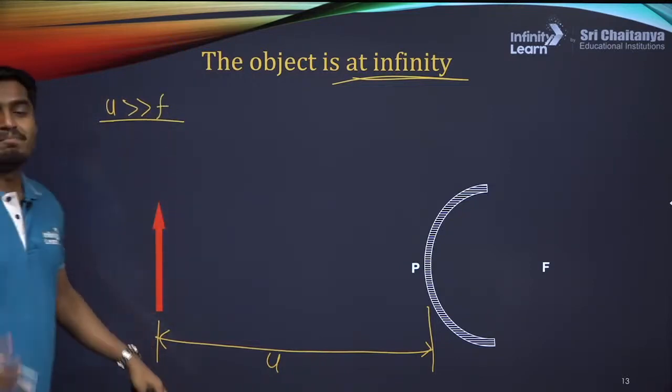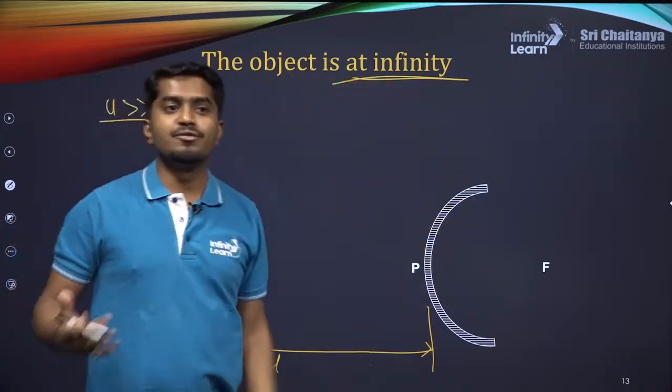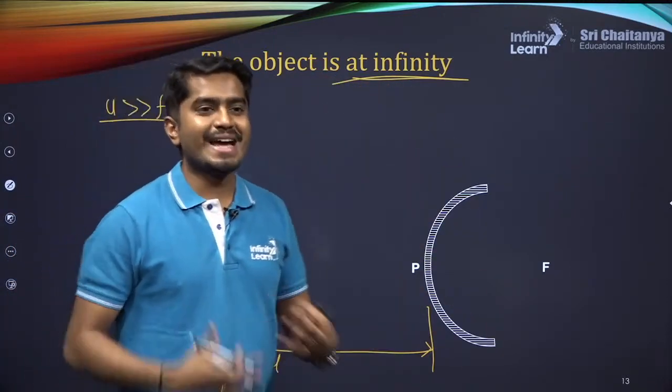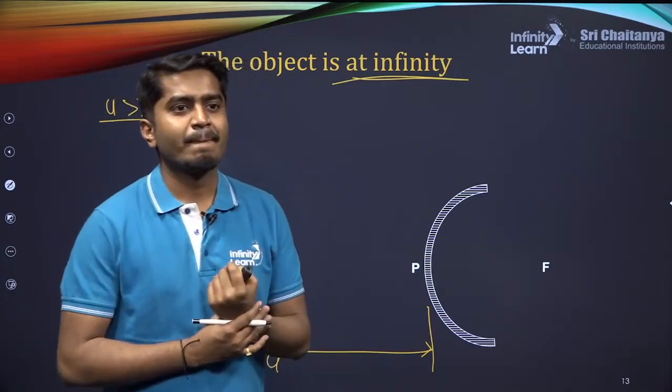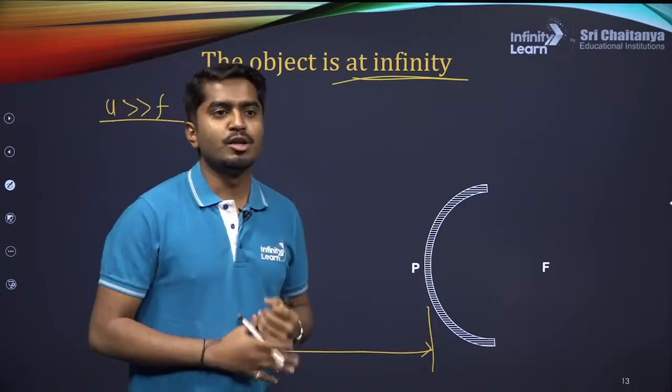If u is much greater than focal length, we say that the object is at infinity. Hindi mein bhi boliye, okay, I'll try in Hindi also. Why are convex mirrors used in rear view? Yes, Anshika, we will go to that.